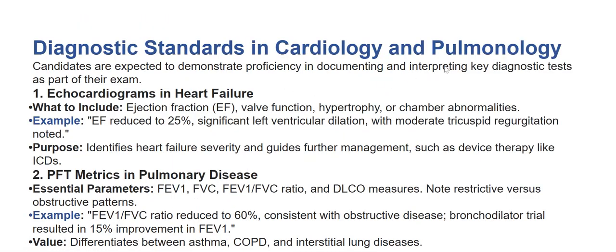Diagnostic standards in cardiology and pulmonology. Candidates are expected to demonstrate proficiency in documenting and interpreting key diagnostic tests as part of their exam. Echocardiograms in heart failure, HF, what to include: ejection fraction EF, valve function, hypertrophy, or chamber abnormalities. Example: EF reduced to 25%, significant left ventricular dilation with moderate tricuspid regurgitation noted. Purpose: identifies heart failure severity and guides further management, such as device therapy like ICDs.